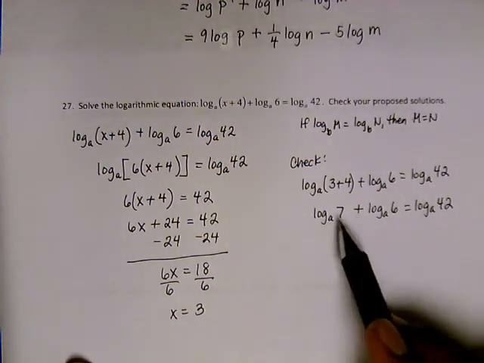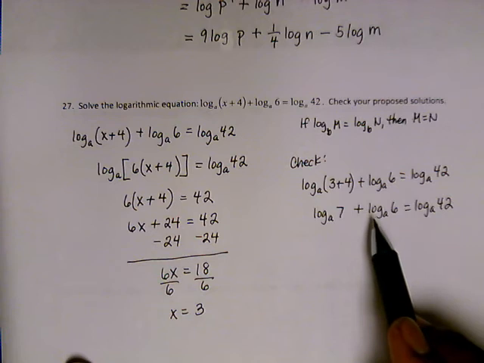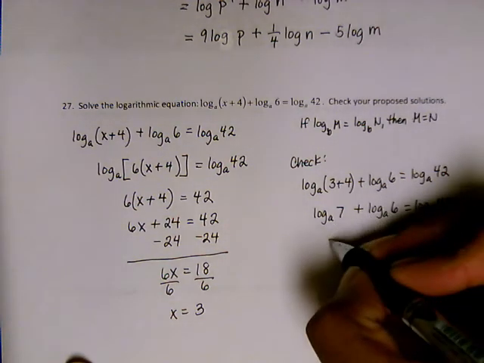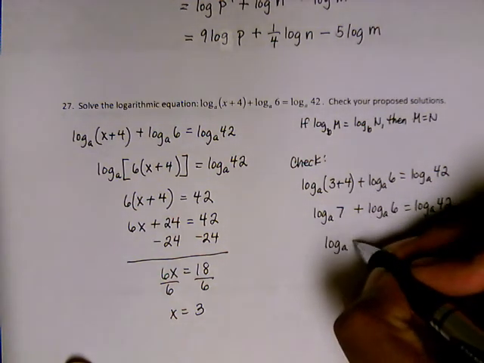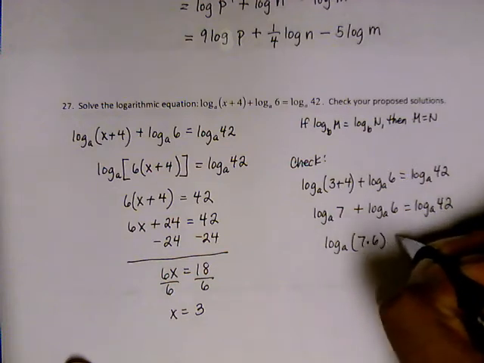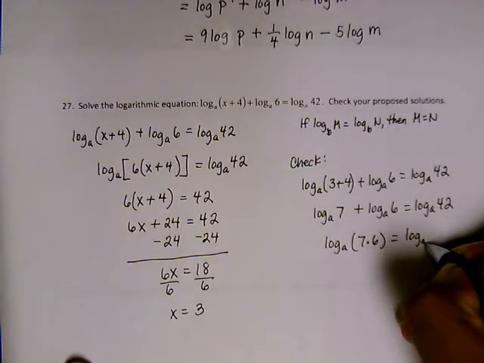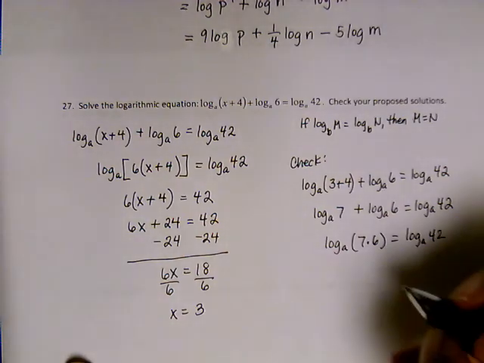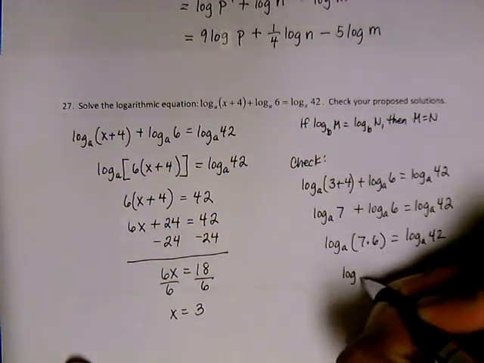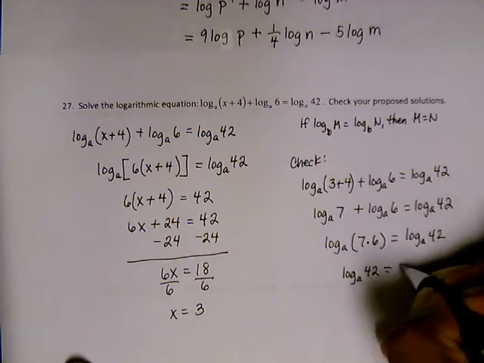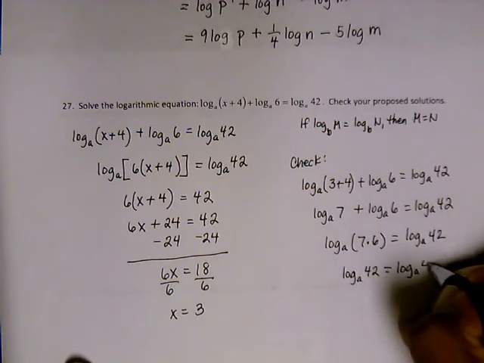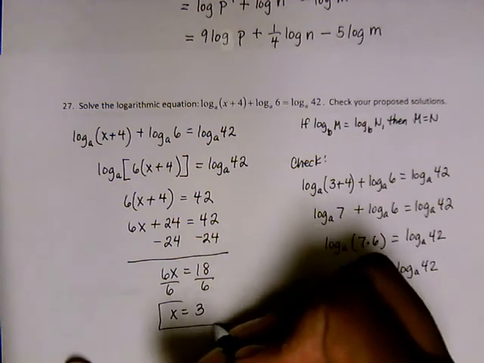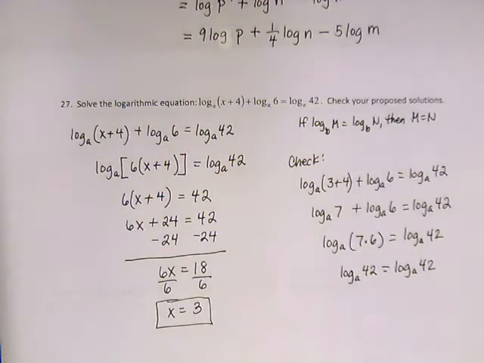Now again, the sum of your individual logarithms is condensed as the log of the product. So this will be log to the base a of 7 times 6 equaling log to the base a of 42. Now if you multiply 7 times 6, you will get 42. So log to the base a of 42 equals log to the base a of 42. So I can conclude that x equals 3 is the solution to that logarithmic equation.